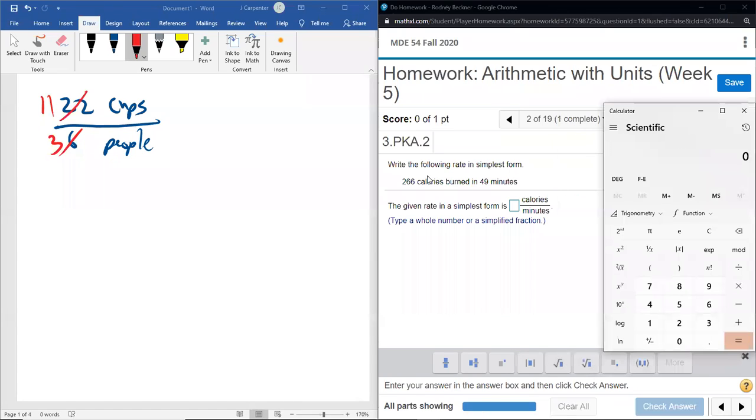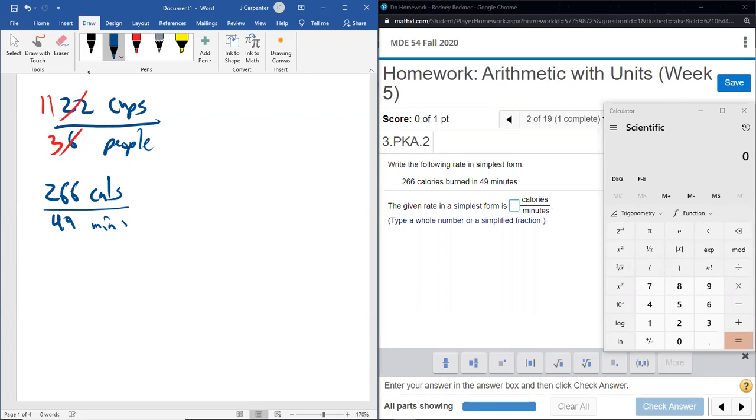So instead, this is like last time, where we want to write 266 calories divided by 49 minutes, and then just try and figure out what number goes into the top and the bottom. Now you might say, well, maybe 2. Well, sure, 2 goes into the top, 2 goes into 6 3 times, and you can just keep dividing it. You'll get 133, but 2 is not going to go into 49 evenly.